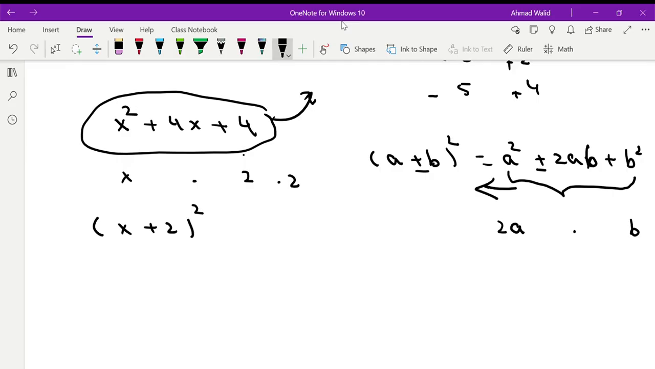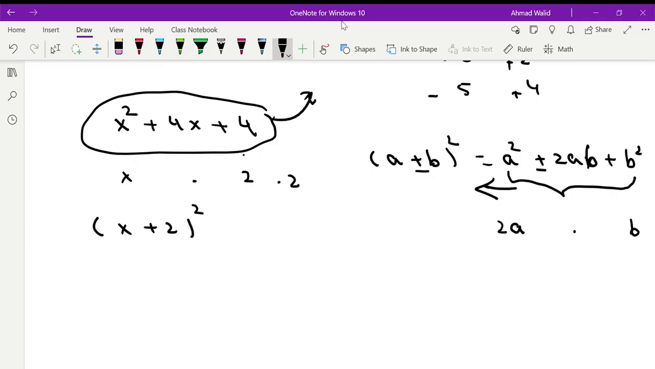Why am I explaining this? Because later I will explain the completing a square method for you, and you have to know how to do completing a square. What does it mean, completing a square? We do completing a square on some trinomials to change their form to a perfect square trinomial. They are not a perfect square trinomial, but you can make them a perfect square trinomial.